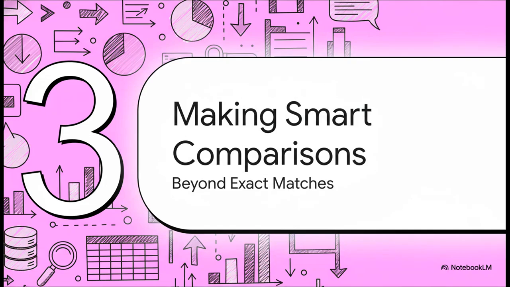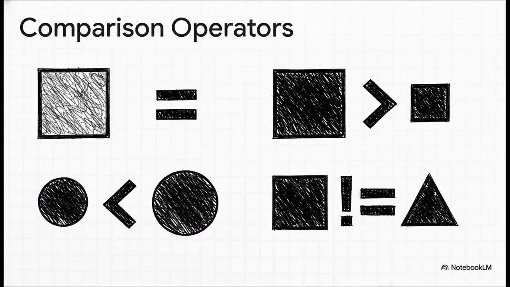Now, checking for a perfect match like food is awesome, but what if we want to ask more complex questions, especially when we're dealing with numbers? Well, for that, we need something called comparison operators. Let's check them out. Here are the main ones. You've definitely seen these before in math class. You've got your standard equal to, but also greater than, less than, and versions that include or equal to. And the really useful one here is not equal to, for when you want to specifically exclude something.